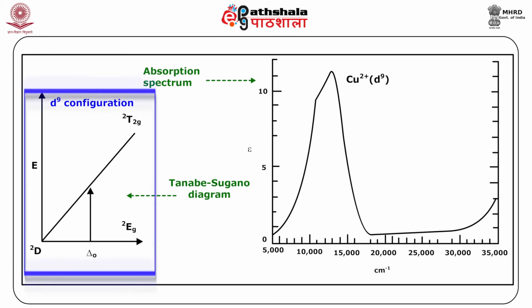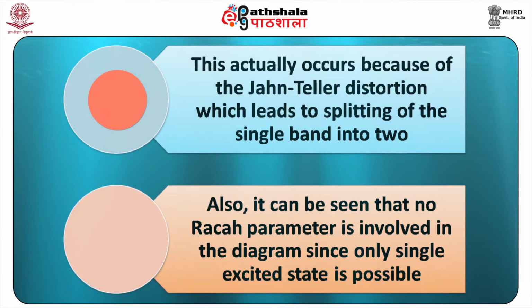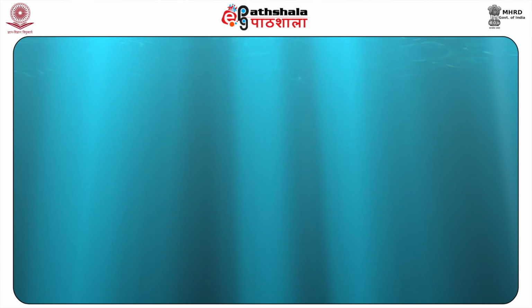But in actual practice, a single absorption band is split up into two, as can be seen from the absorption spectrum. This actually occurs because of the Jahn-Teller distortion, which leads to the splitting of the single band into two. Also, it can be seen that no Racah parameter is involved in the diagram, since only a single excitation state is possible. Summary.